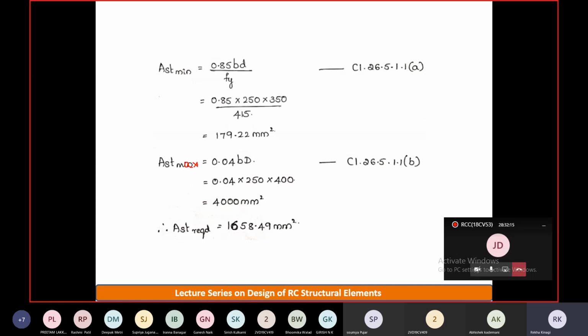So what we can say is AST calculated should be more than AST minimum and less than AST maximum. So here what we can write is AST required is equal to 1658.49 mm square.